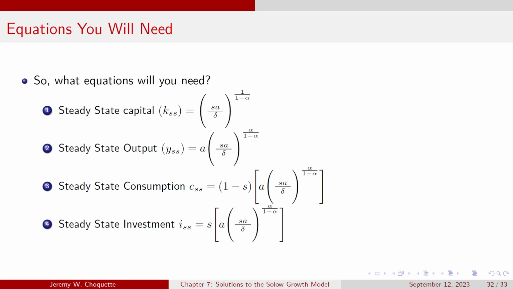So let me give you a little kickstart on steady state capital. We've talked about savings, S, that's the savings rate. A, remember, is the source of technological growth, which then leads to economic growth. Delta is the rate of depreciation. So let's just look at these three terms here.